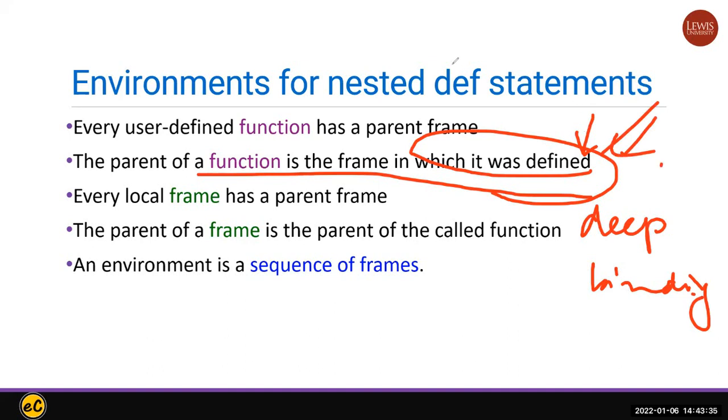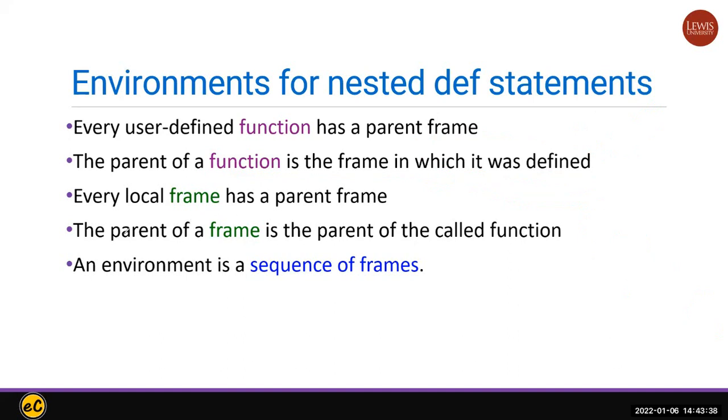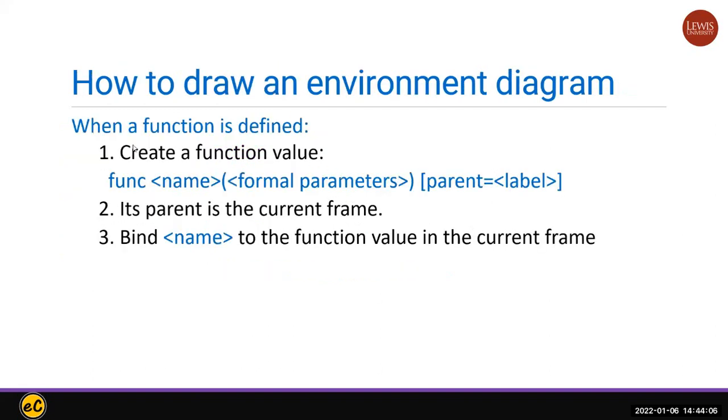So every local frame has a parent frame, okay? The parent of a frame is the parent of the call function, okay? An environment is a sequence of frames. So you must remember the frames. If you don't know about your frame, it's better that you use your Python tutor to figure out which one you currently have. So Python tutor is a good helper to figure out your frame location, okay? So when a function is defined, you get this, okay? And it will give you the parent equals label, okay? In the environment diagram. So environment diagram is very, very important, okay?